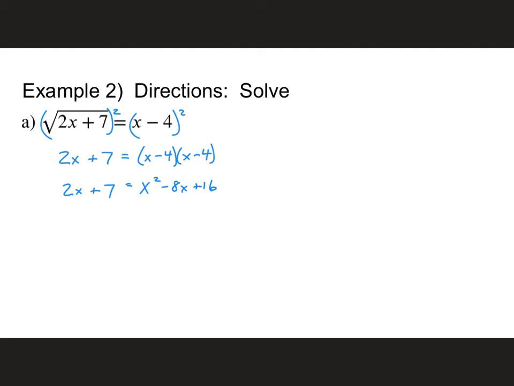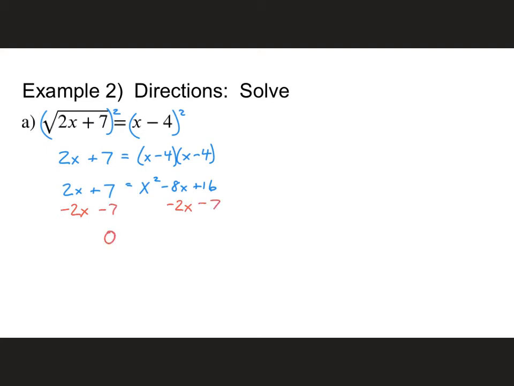This on the left-hand side is a quadratic type equation. So we need to solve this like we did all of the other quadratic equations that we've done in the past. What we want to do is set this equation equal to 0 and solve. In order to do that, we'll subtract 2x from both sides, and we'll subtract 7 from both sides.